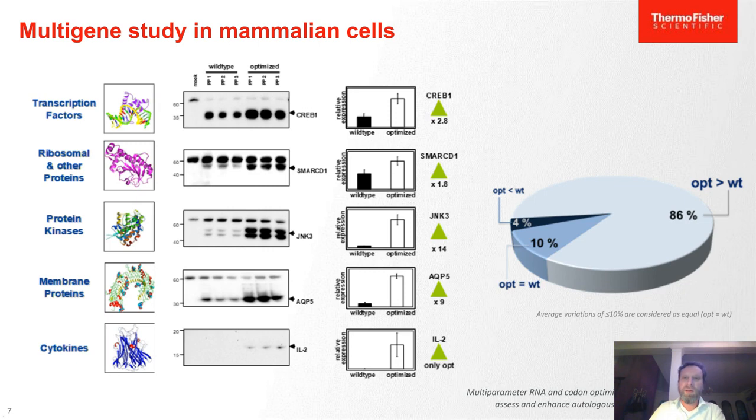In total in the study we observed that from the 50 proteins, 86% of those had a significantly better expression than wild type, 10% were indistinguishable from wild type, and only 2 cases, 4%, had a lower expression than the optimized. So it's not bulletproof, but gives a pretty good result.